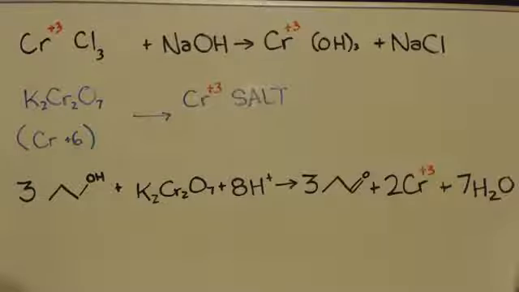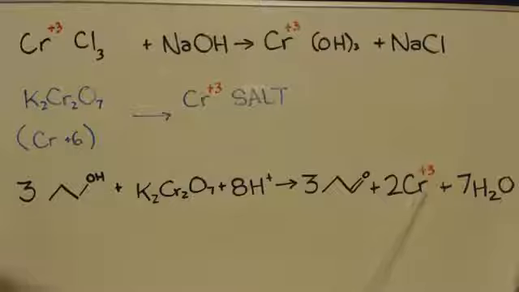So when we did that, we had a chromium 3 salt, chromium chloride, and we made a chromium 3 hydroxide salt. Now I want you to look at dichromate here. It's an oxidation of +6. Now when you use it though, let's say down here, I got 3 alcohols plus 1 dichromate, 8 protons from some acid, makes me 3 aldehydes. But look what else it makes.